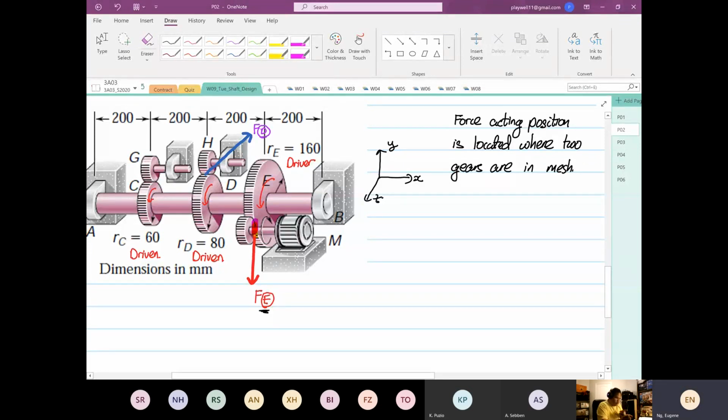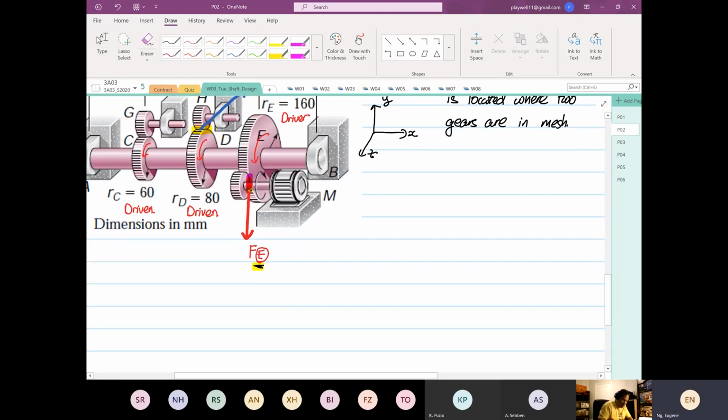So I drew over there, first of all, the position. What did I say? The first thing is it will initiate at the point where the two gears are in mesh, like I just highlighted in yellow, where the two gears are meshed together. Now let's talk about the direction of the force. We know that force E will be coming downwards.